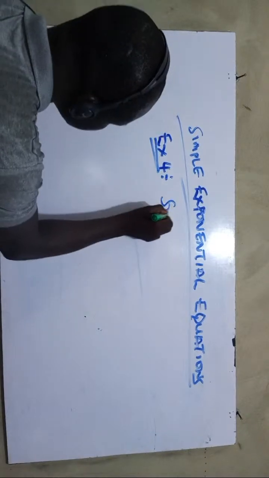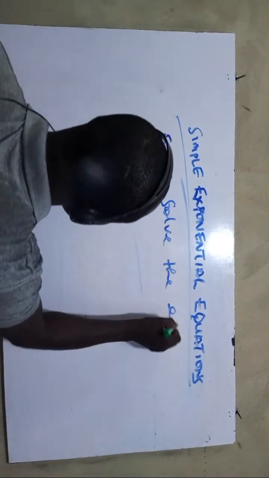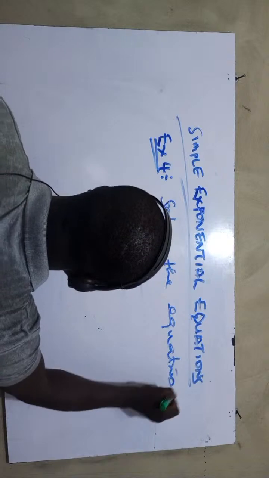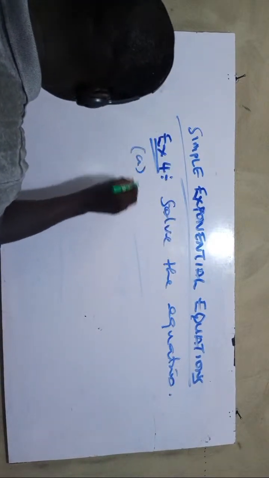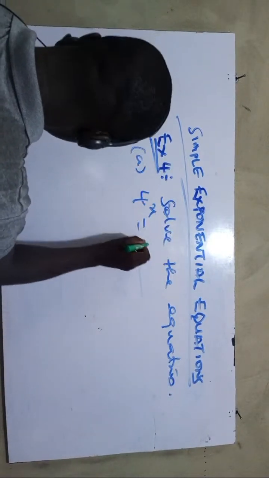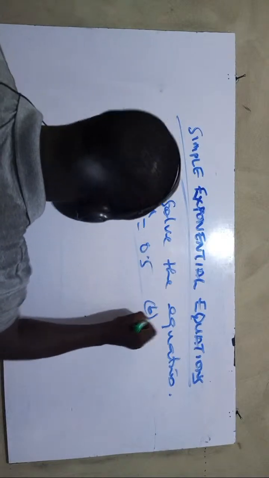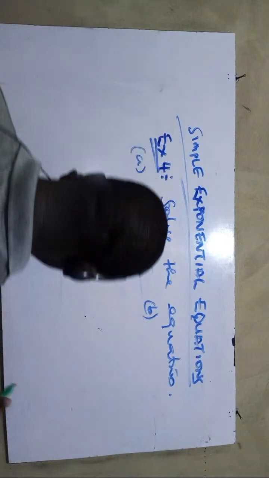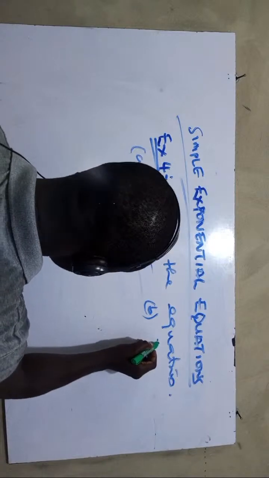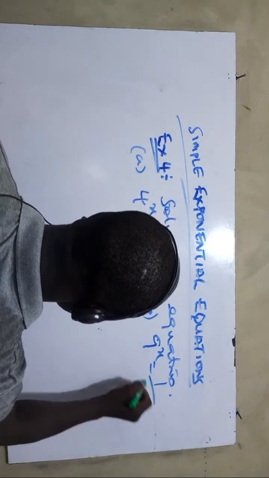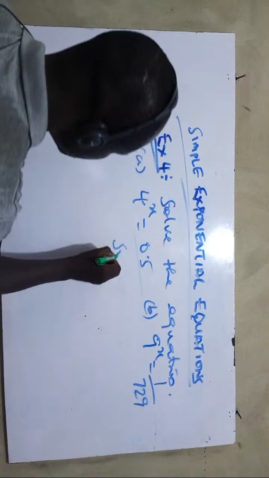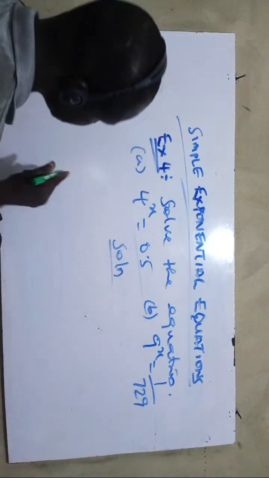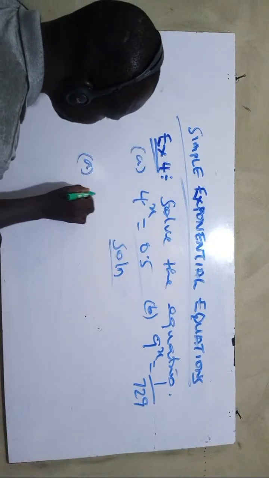We can say, let me say, solve the equations. I will start with simple equations. The first one, 4^x is equal to 0.5. Then let me introduce another simple one where I have 9^x is equal to 1 all over 729. So let's concentrate. This first one now, I have what?